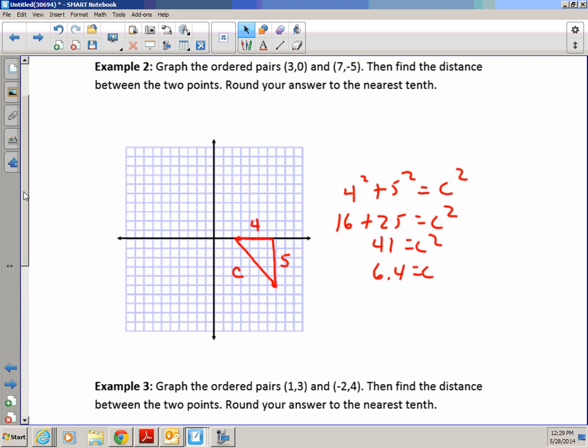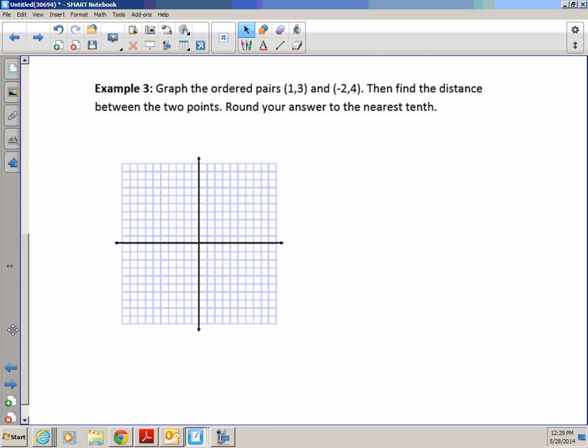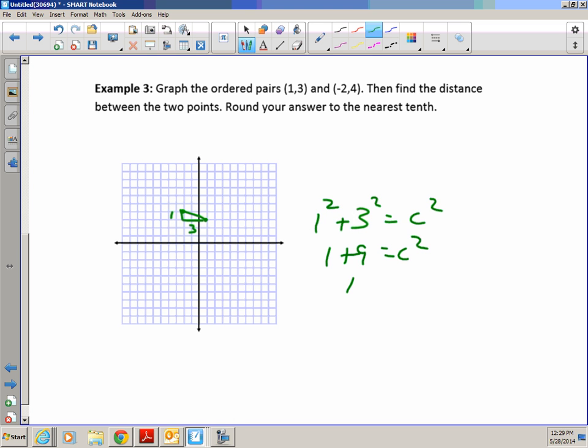Let's do the next one. Our 2 coordinates are (1, 3) and (-2, 4). So it's this line there. So we create our little right triangle. We've got 3 units there and 1 unit there. Again, we're trying to find the diagonal. And so we get 3.2 is equal to c. Okay.